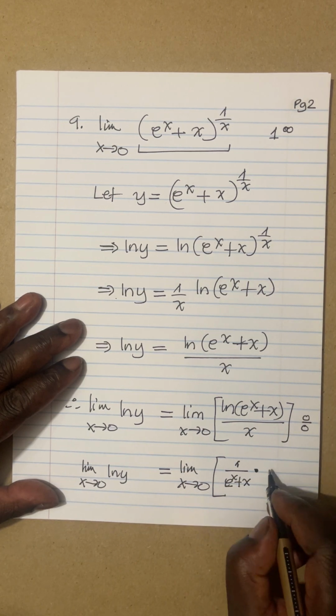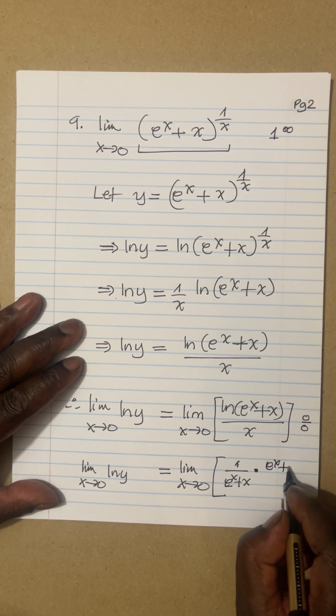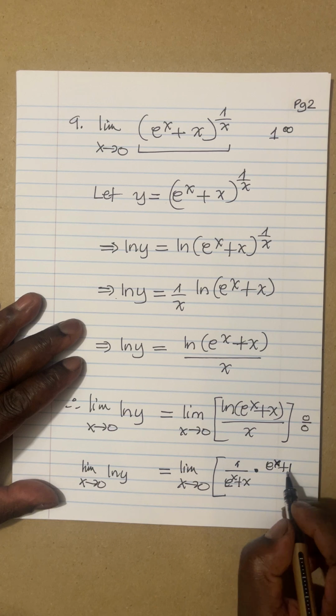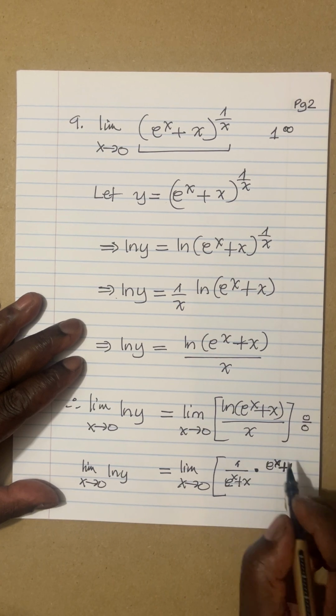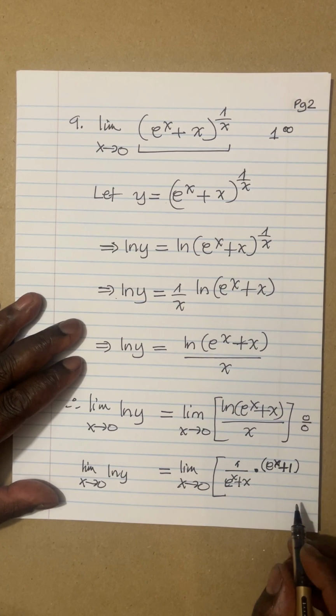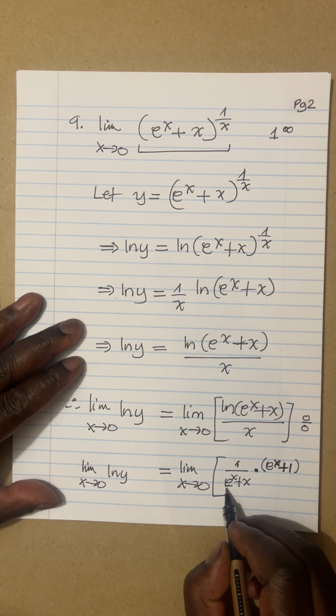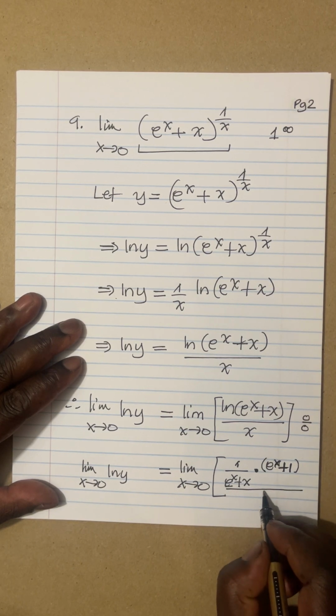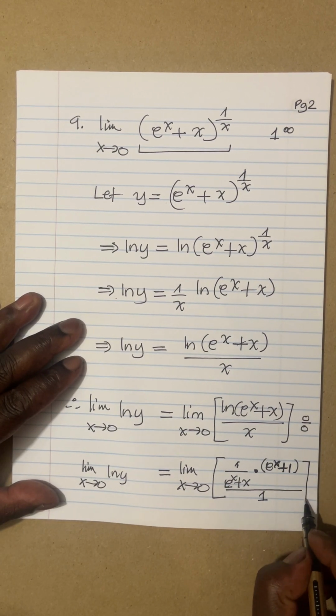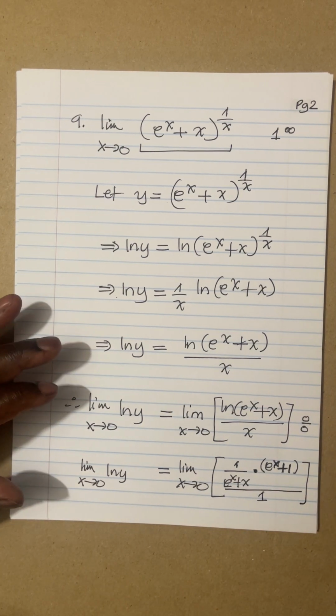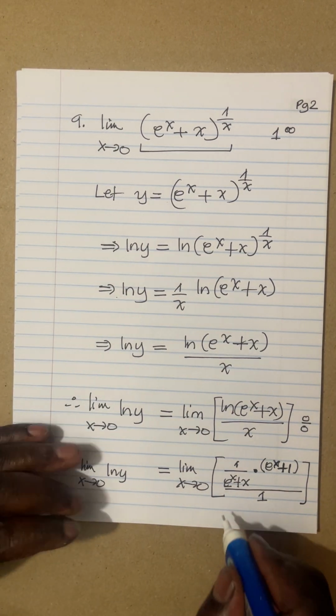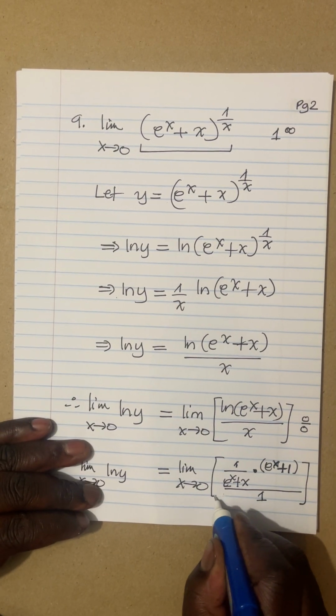The derivative of this expression is e to the power x plus 1. Remember, the derivative of e to the power x is equal to e to the power x. The derivative of x is 1. We're differentiating with respect to x. And then we're saying all over, what's the derivative of x down there? It is 1. Right. So now let's simplify this. We rewrite it and then simplify it.